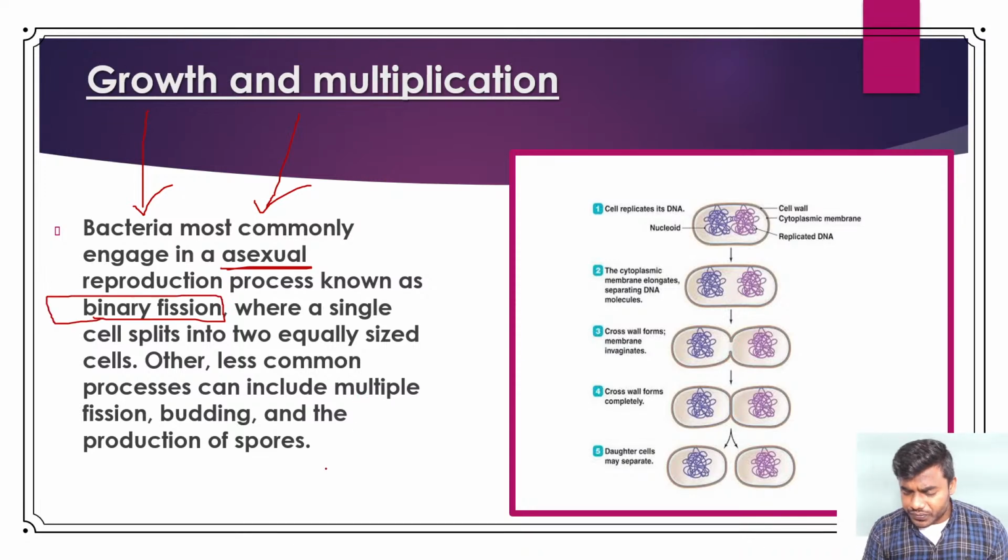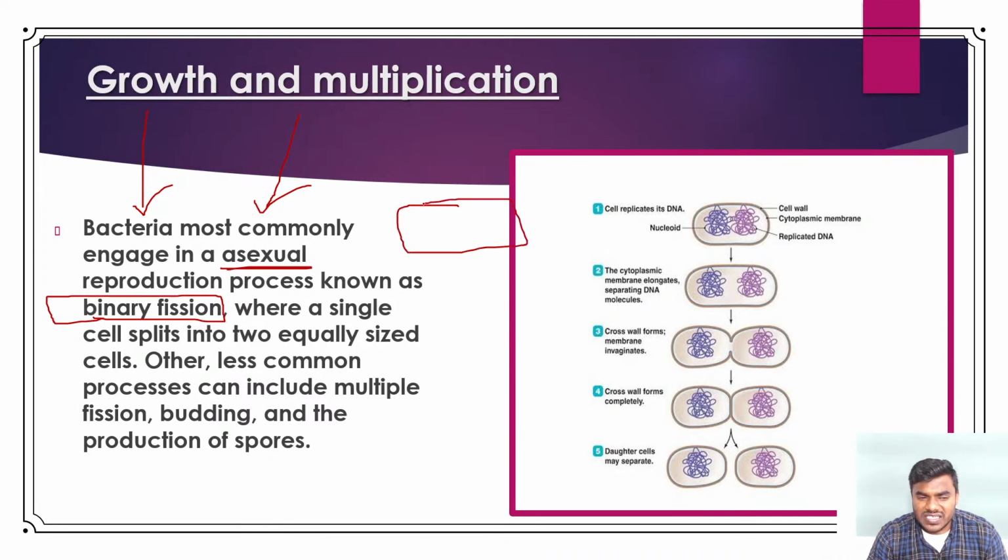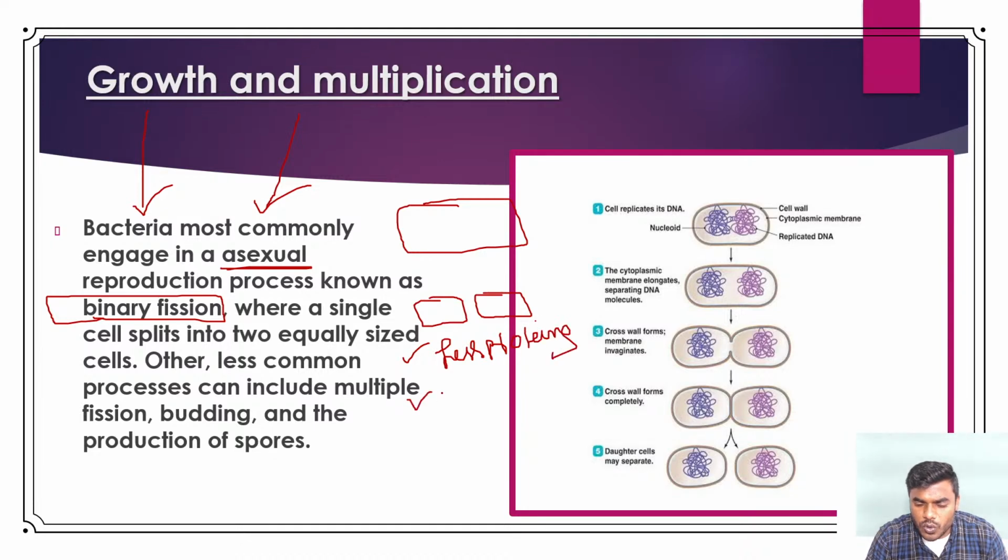Most of the time, friends, bacteria will prefer only binary fission. What is the reason bacteria prefer binary fission over all other methods? The simple reason is that binary fission is a very simple method where a single cell gets split into two equally sized cells, and it's a very easy process. Most important reason, friends, there is an involvement of less proteins, less enzymes. That's why, compared to budding, spore formation and multiple fission, bacteria always follow binary fission only.